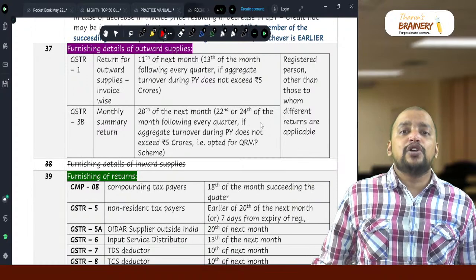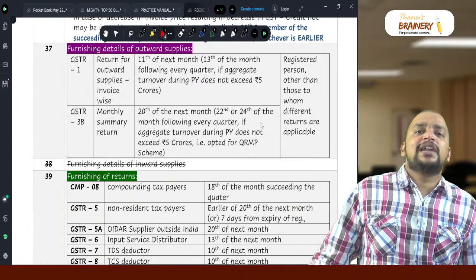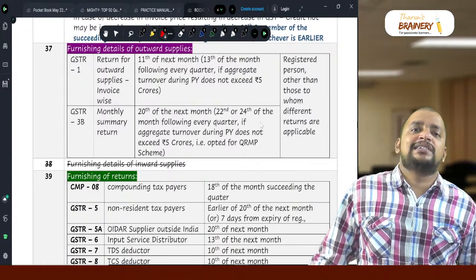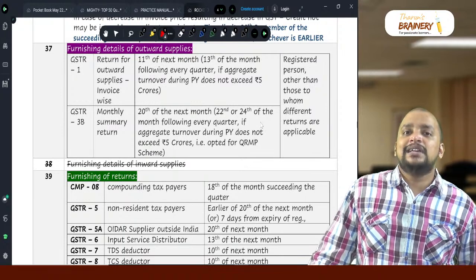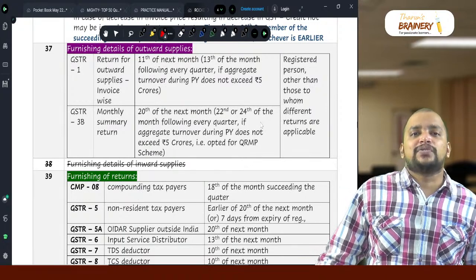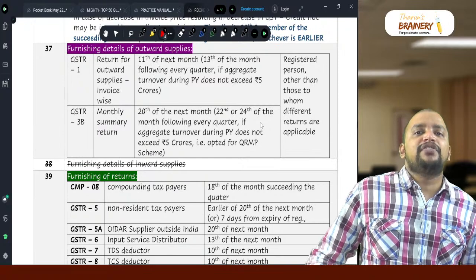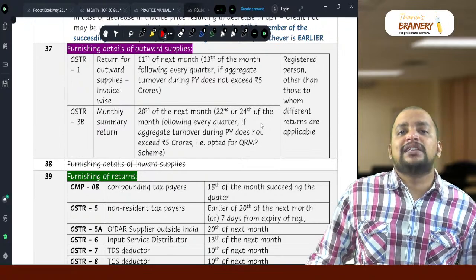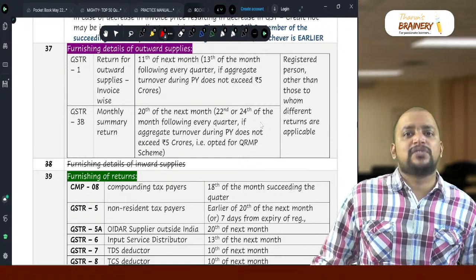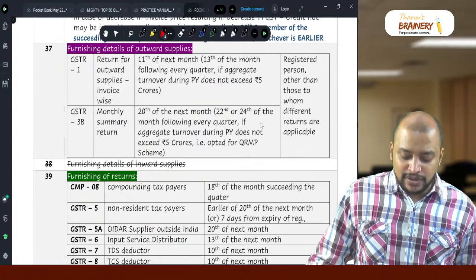Whereas in case you are under QRMP, when during the previous year aggregate turnover does not exceed 5 crores, then the limit will be 22nd or 24th. So for a few states it is 22nd, for other states it will be 24th. That will be given in the question, don't worry. So that will be taken.